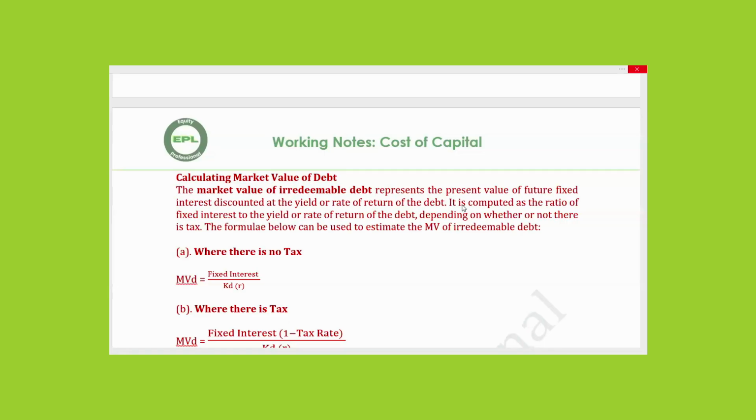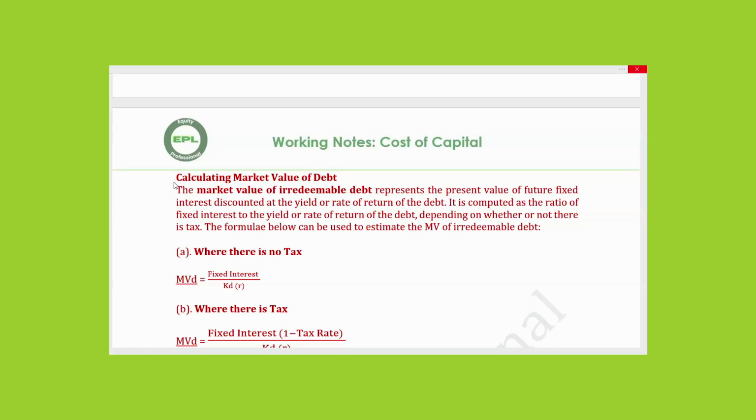And the irredeemable debts is the one in which the company is expected to pay annual fixed interest, but the principal will not be repaid. Then we also talk about how to estimate cost of irredeemable debts. We said that the cost of irredeemable debts is calculated as the ratio of fixed interest to ex-interest price, depending on whether or not there is tax.